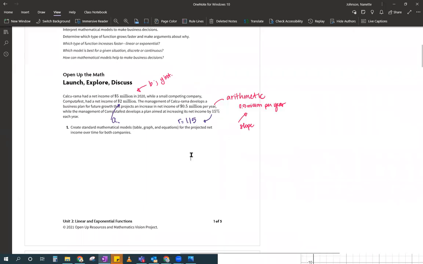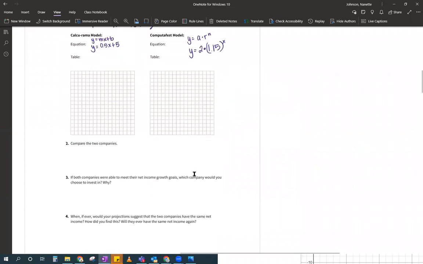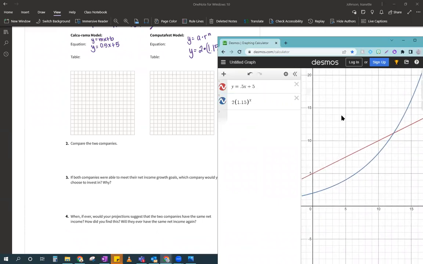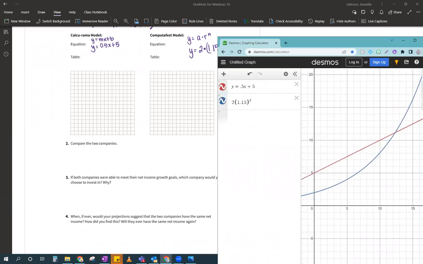Okay. So I only want to go over one more thing. If both companies were able to meet their net income growth goals, which company would you choose to invest in? So you guys are looking at this, and which company would you choose to invest in? What do you guys think?